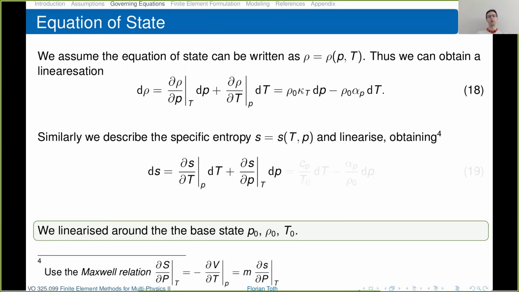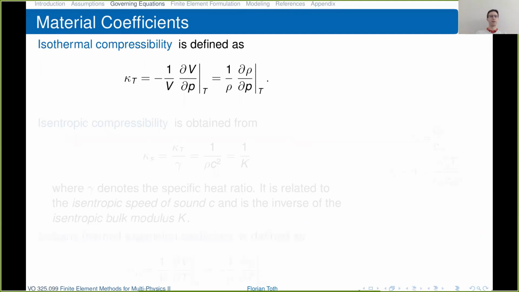And similarly, we can do this for the specific entropy. We also write it as a function of temperature and pressure and linearize. And finally, write it as a function of material coefficients. So what are these material coefficients? Let's have a look at their definition.